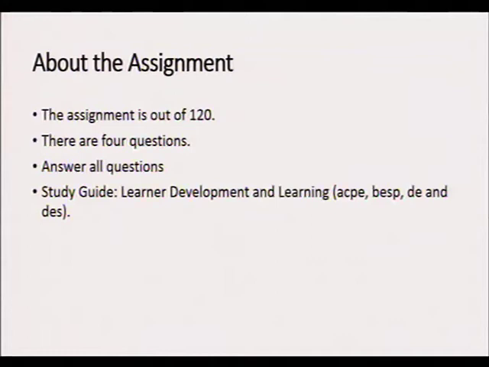Let's discuss quickly the whole assignment. The assignment is out of 120 marks. There are 4 questions in this assignment, and you are required to answer all 4 questions. Please use your study guide, which is now the Learner Development and Learning study guide.